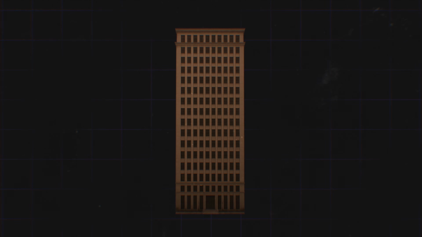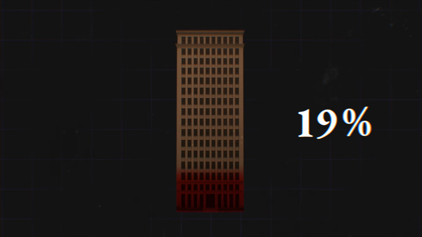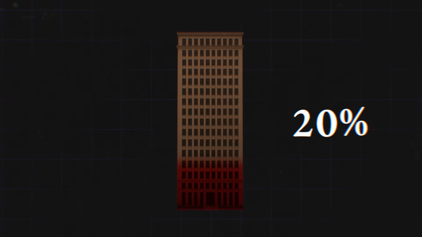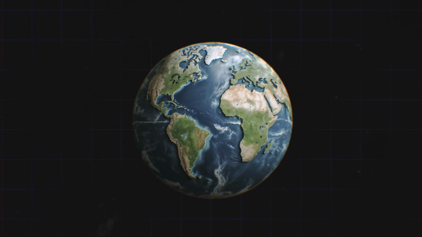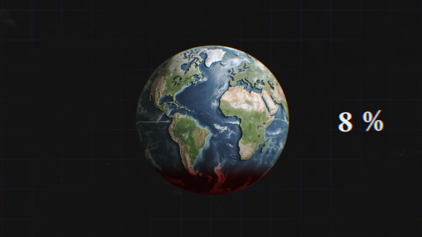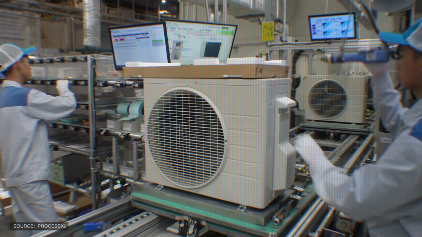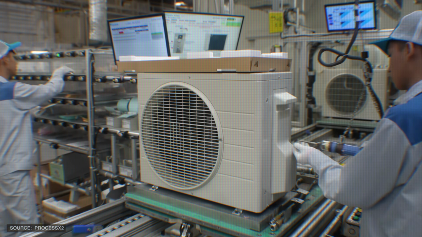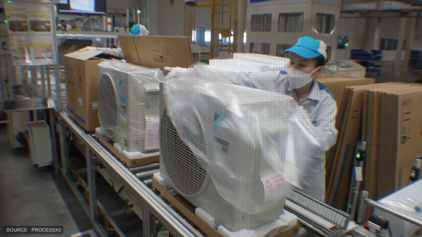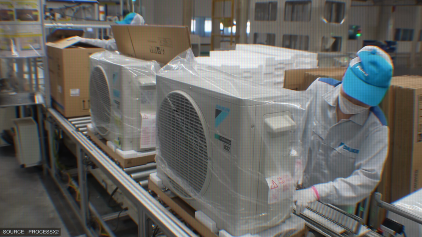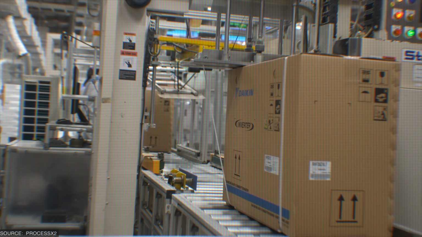Today, air conditioning and electric fans account for nearly 20% of the electricity used in buildings worldwide. That's 10% of all global electricity consumption. Global energy demand from AC is projected to triple by 2050. For the next 30 years, an average of 10 new units will be sold every second.